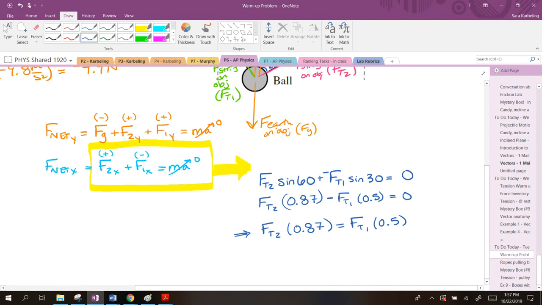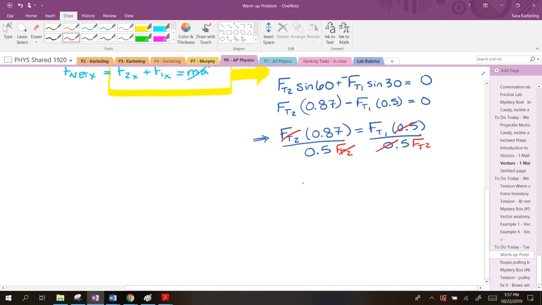So let me go further. If I divide over here, let me divide by 0.5. Okay. And let me also divide by Ft2. Those go away and those go away. So I've got a ratio here of 0.87 to 0.5. Plug that into your calculator.